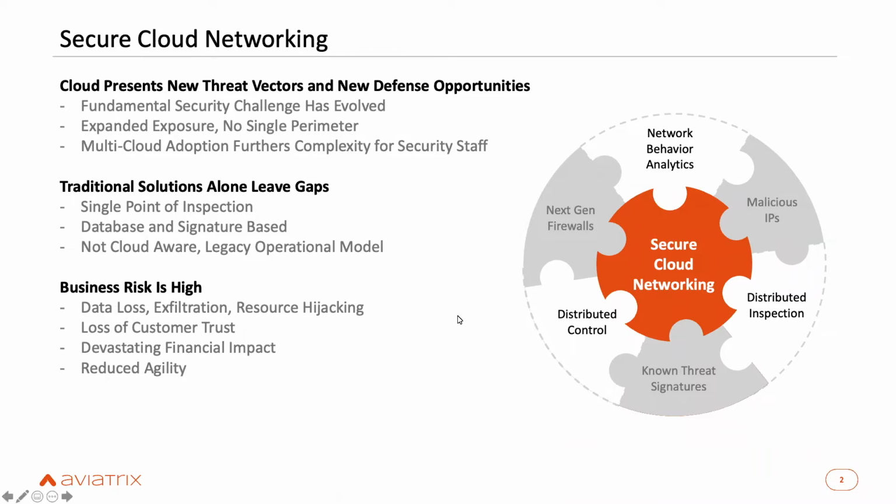Now, many times today, we're taking our traditional solutions, be it firewalling or edge defense, VPNs, and we're bringing those to the cloud with us. And the issue that we're running into with those today is that those are usually single points of inspection. Normally, they're database and signature-based, and really, they're not very cloud aware. And finally, the business risk is extremely high. One of the big fundamental pieces of cloud is that our servers can be directly connected to the internet. Well, the issue with this is we don't have the ability to always visualize and see that traffic if it's going outside of our control.